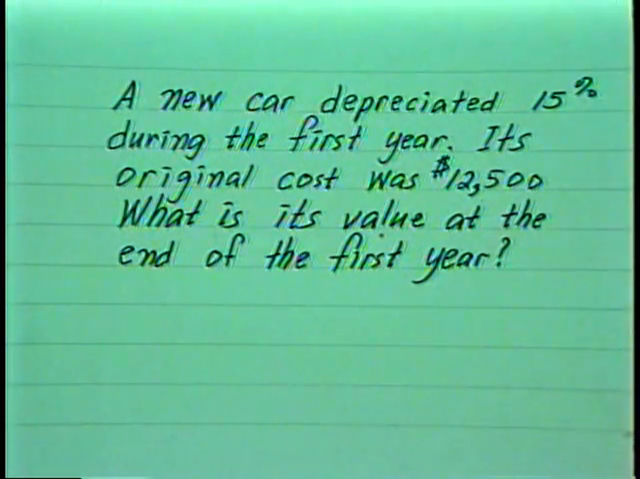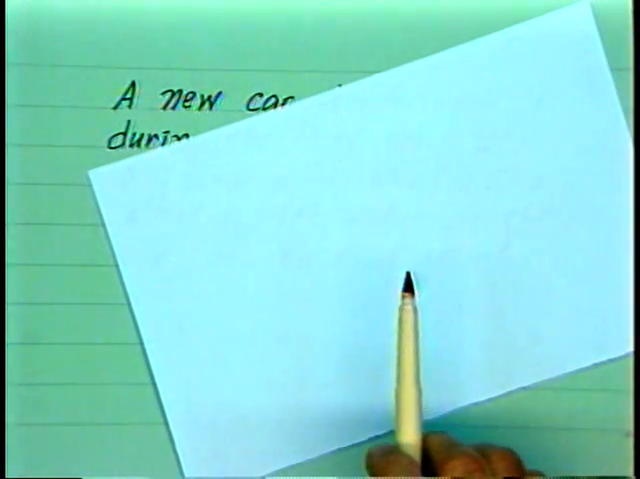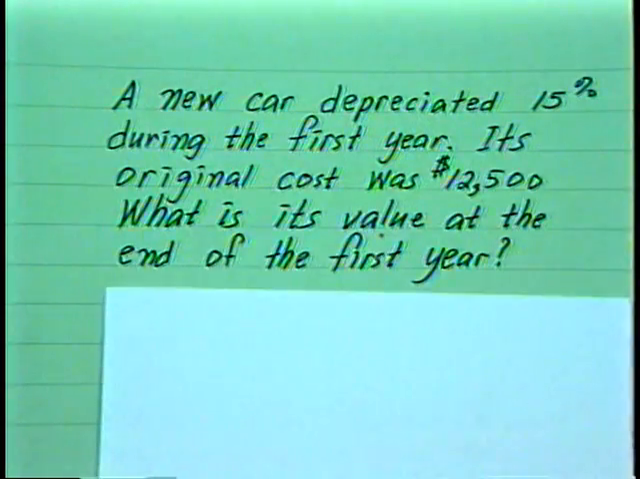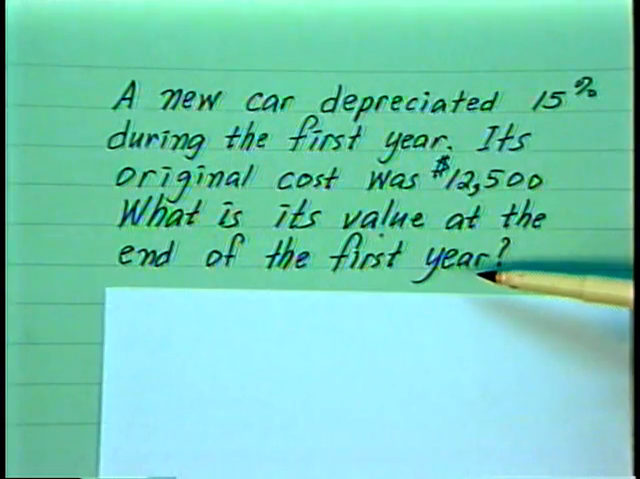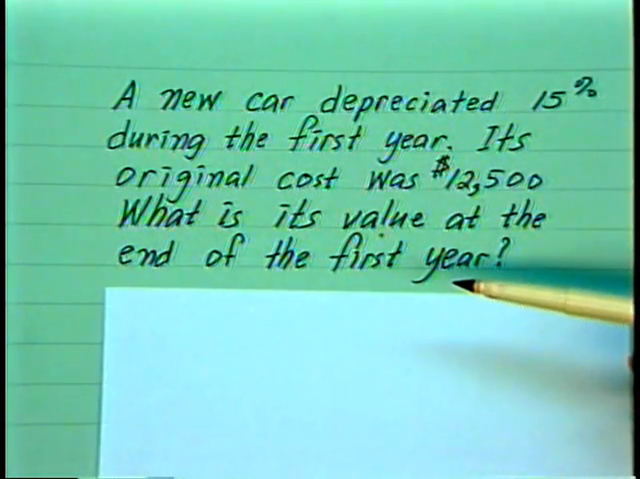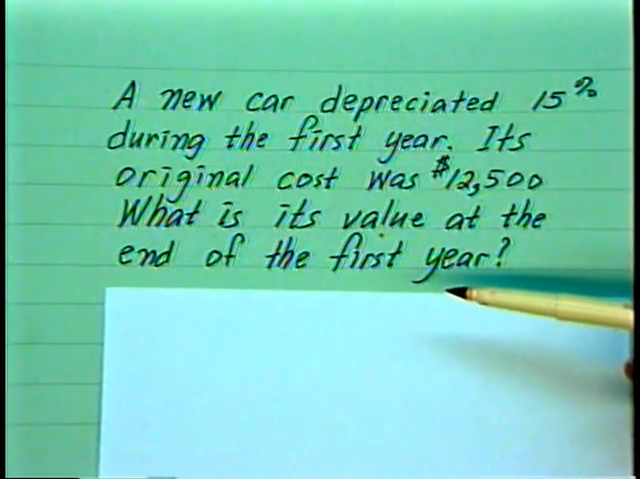So here we go. Have your problem in front of you and have scratch paper so that you can make notes as you read. Because remember, our first task is to ask the question, what are they saying? Okay, so we have a new car that depreciates 15% during the first year. Its original cost was $12,500. What is the value at the end of the first year? Now let's begin to talk to yourself, and you'll find this is really a very simple problem.